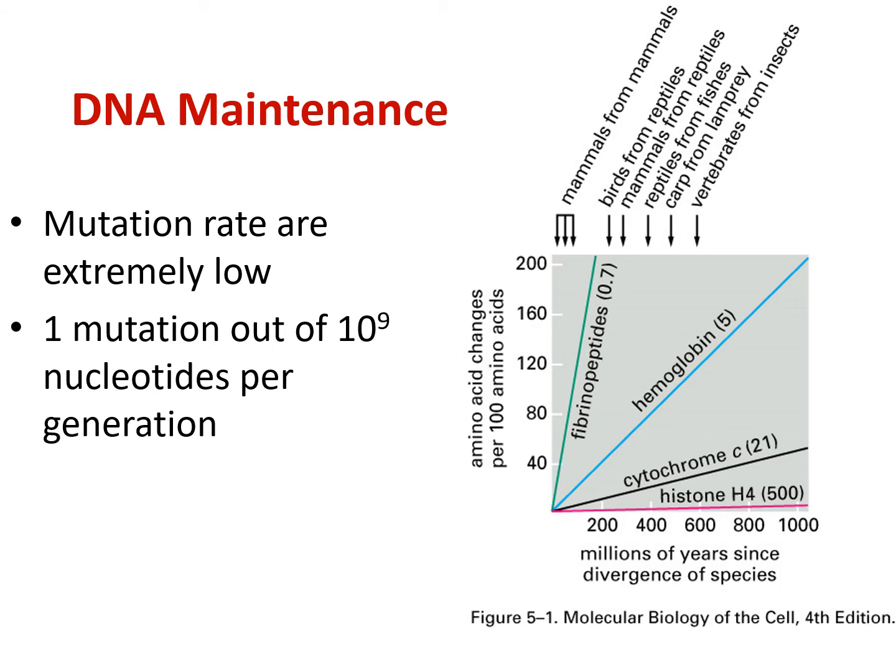Cells have a very good DNA maintenance system, so the mutation rate is extremely low. One mutation happens out of 10 to the power of 9 nucleotides per generation. That's why for mammals and for humans the mutation rate is very low, but not so much in viruses. Viruses are highly mutated organisms.